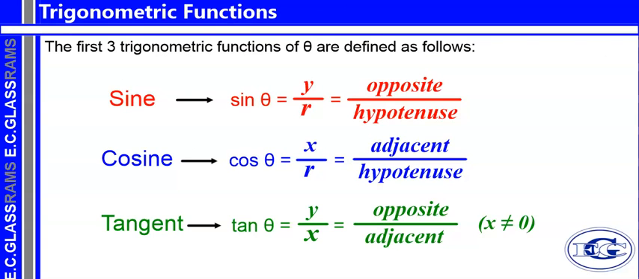Here's a review on the sine, cosine, tangent functions, where we will focus primarily on the keywords of opposite, adjacent, and hypotenuse.